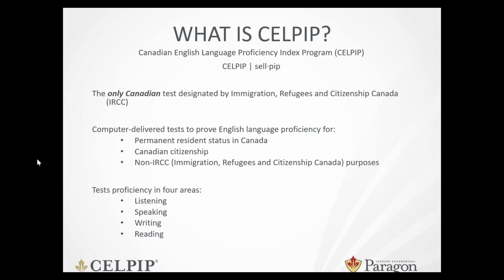Now, the CELPIP test is a completely computer-delivered test, and it's there to prove your English language proficiency if you're applying for permanent resident status in Canada or other forms of immigration, if you're looking to become a Canadian citizen, or if you're looking for some other purposes that are not affiliated with the IRCC.